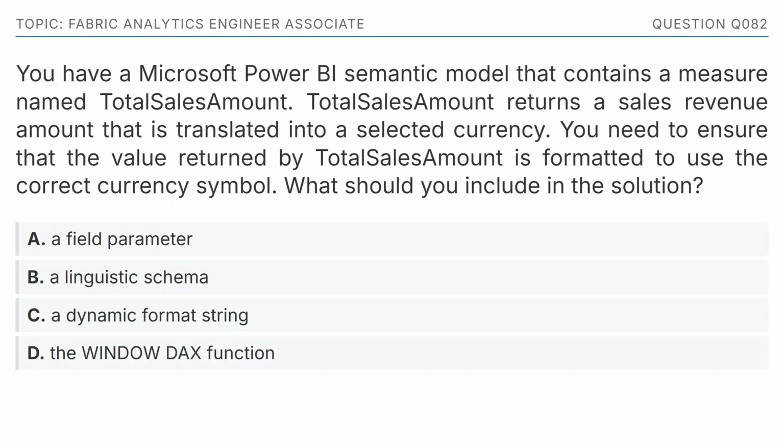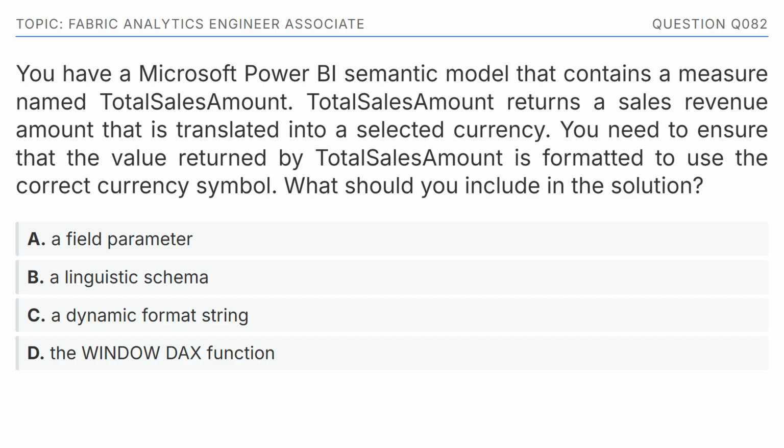You have a Microsoft Power BI semantic model that contains a measure named total sales amount. Total sales amount returns a sales revenue amount that is translated into a selected currency. You need to ensure that the value returned by total sales amount is formatted to use the correct currency symbol. What should you include in the solution?